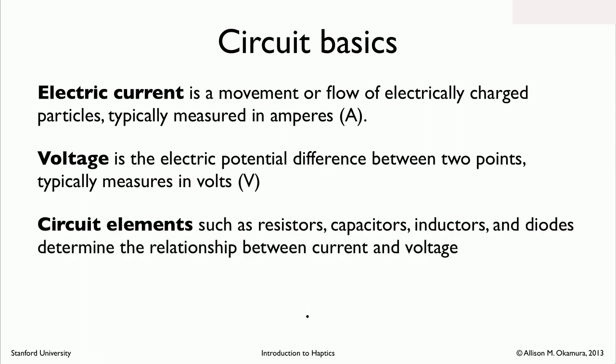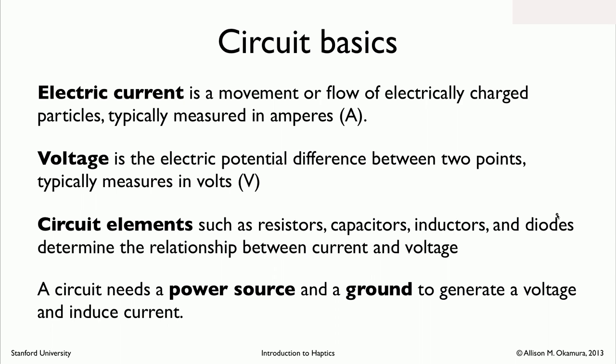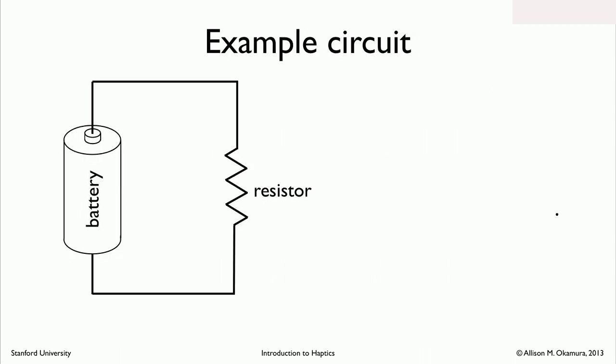Now, the circuit elements really determine how the electrical current and the voltage are related to each other. And there are a lot of circuit elements that might be available to you, such as resistors, capacitors, inductors, and diodes. And today we will actually be using resistors and diodes to hook up to your HapKit. So finally, a circuit has to have a power source and a ground in order to generate a voltage and induce current. And we'll see this more clearly when we look at a circuit diagram. And this is most easily done with an example circuit.